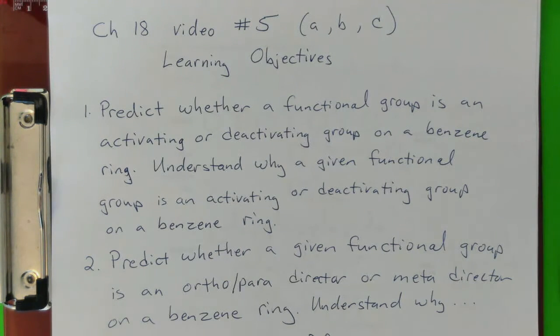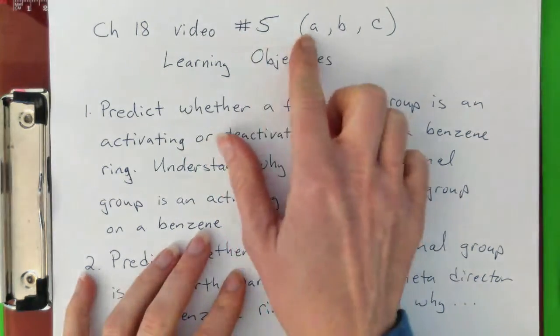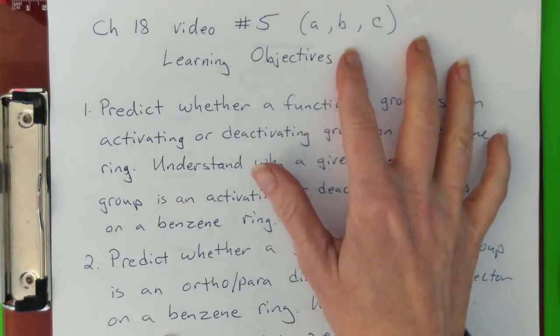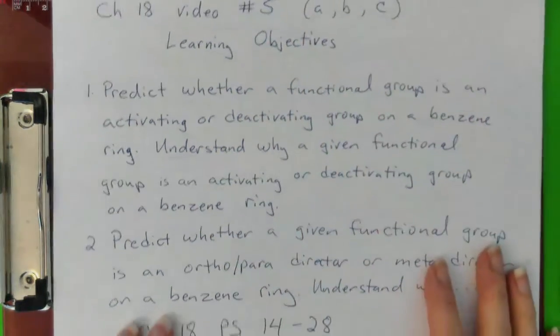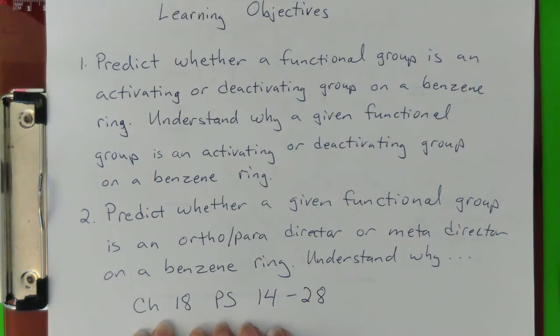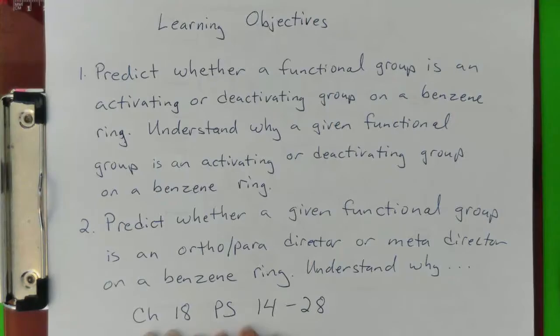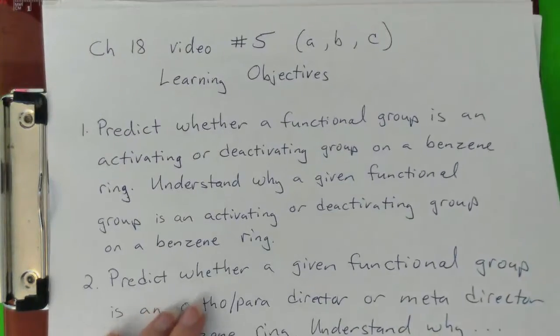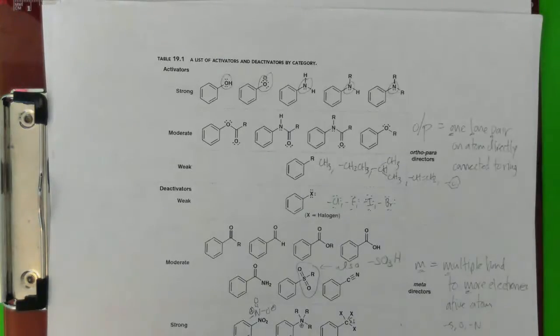Hello and welcome back to our discussion of reactions on a benzene ring. We've turned our attention now to making di-substituted benzene rings. The last video was 5A, now we're on 5B. So again, after you watch all three of these, you should be able to do these problems from your chapter 18 problem set. So let's go ahead and get started with an example of a deactivating group.